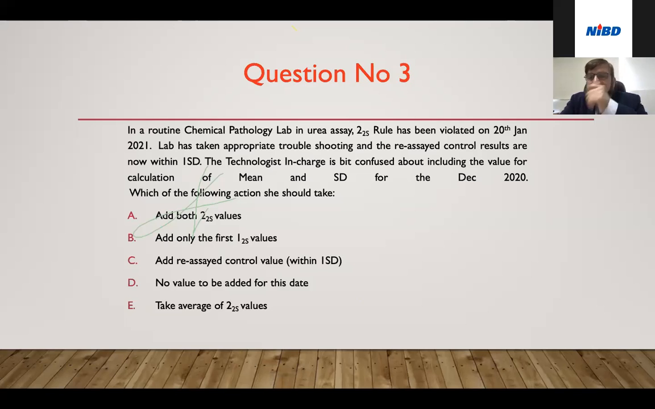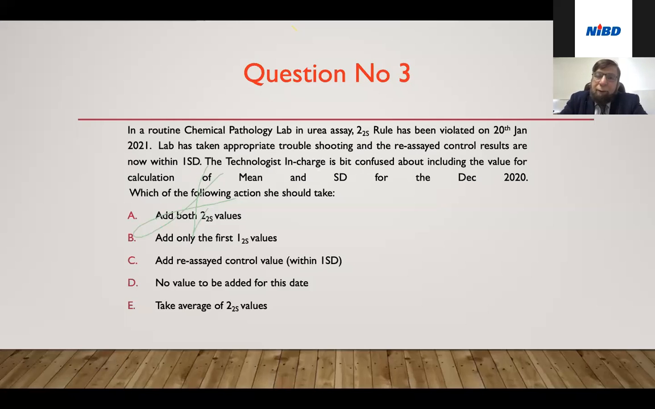December 2020. Which of the following actions should she take? I'm sorry, there is an error. It should be January 2021. So the technologist wants to know whether, while she calculates the mean and SD of January 2021, she should include the corrected value or the values which came as error. This is a very important question.